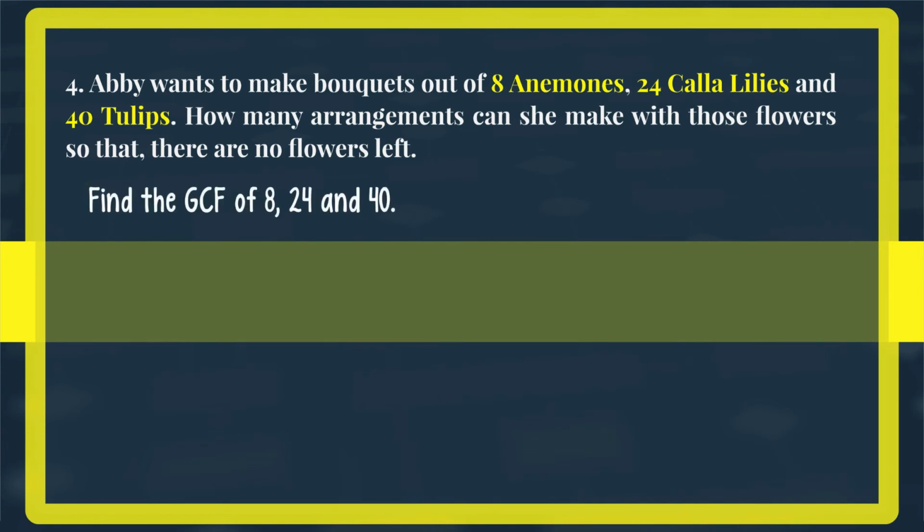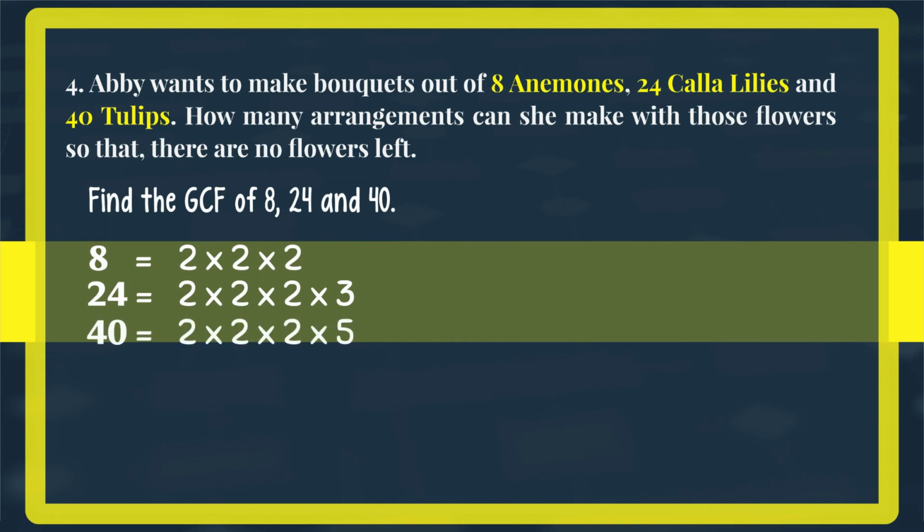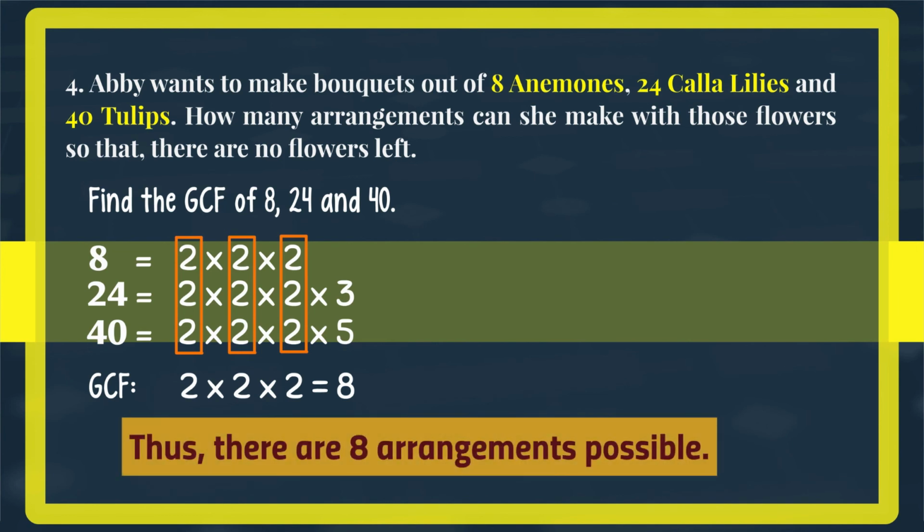Let's find the GCF of 8, 24, and 40. The method we will use is by using prime factors, so we need to find the prime factorization of each number. 8 is equal to 2 times 2 times 2. 24 is equal to 2 times 2 times 2 times 3. And the prime factorization of 40 is 2 times 2 times 2 times 5. The common factors are 2, 2, and another 2. Then the GCF is 2 times 2 times 2, or 8. Thus, there are 8 arrangements possible.